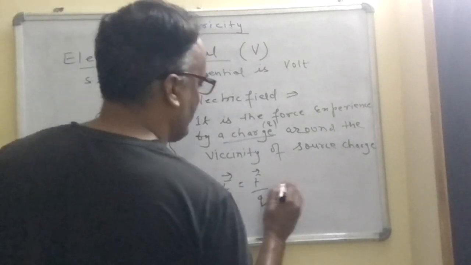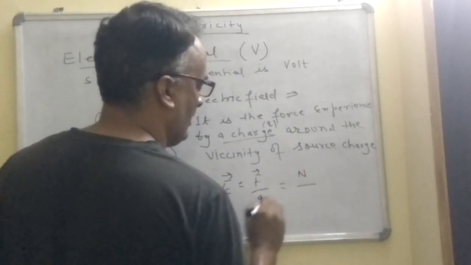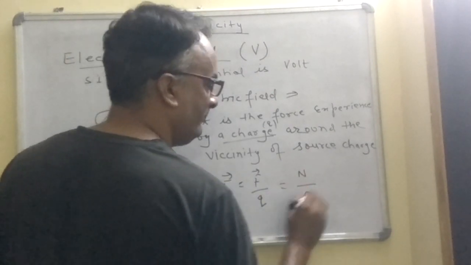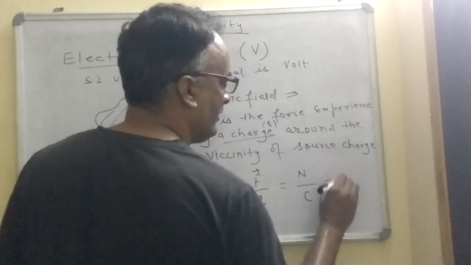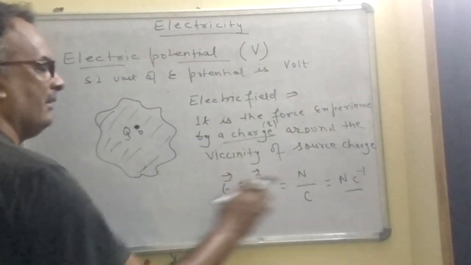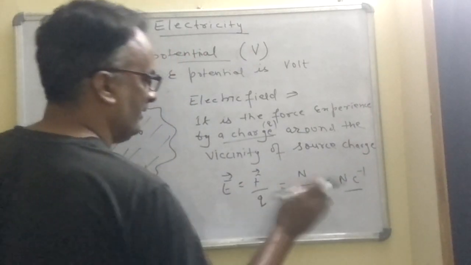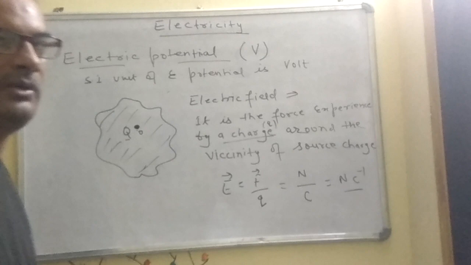And we know that the unit of force is Newton, and the unit of charge is coulomb. So electric field is Newton per coulomb. This is the SI unit of electric field, that is Newton per coulomb.